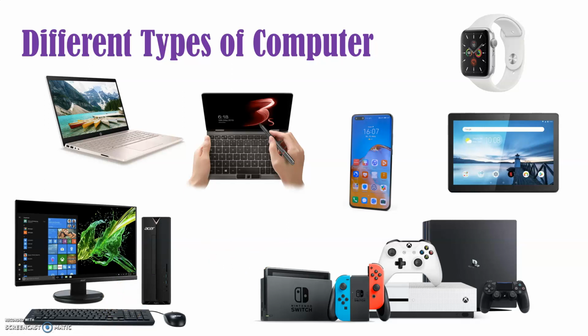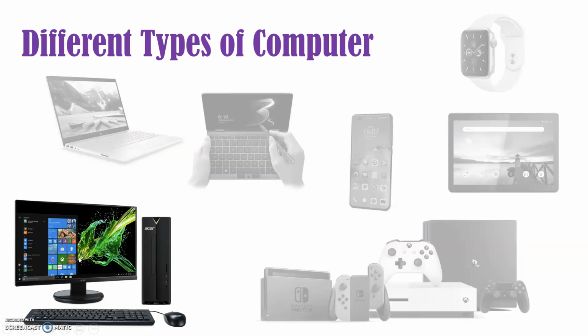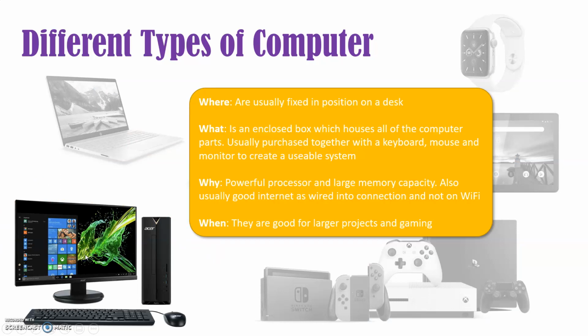Okay, what I want to do is go through each of these different types of computer in turn and tell you what the advantages and disadvantages to them are and where you might use them. So let's start with the classic desktop computer. So a desktop computer is most likely to be found in a fixed position on a desk, hence its name desktop. It is an enclosed box.